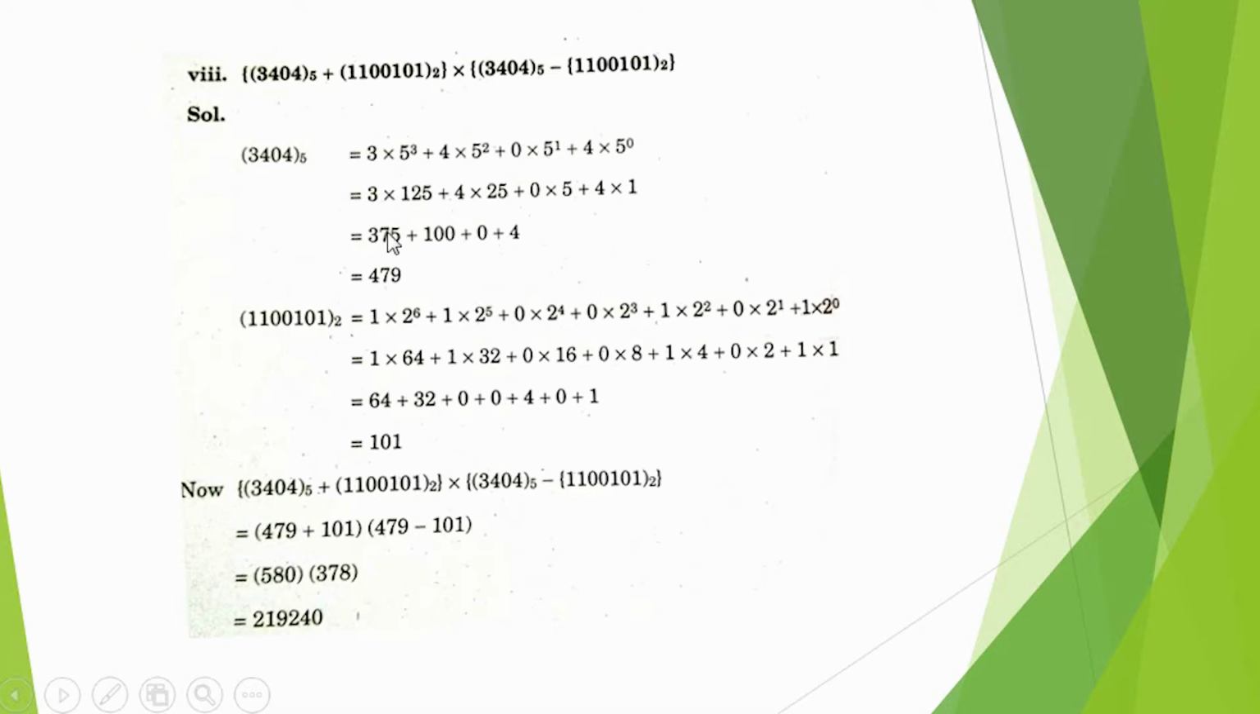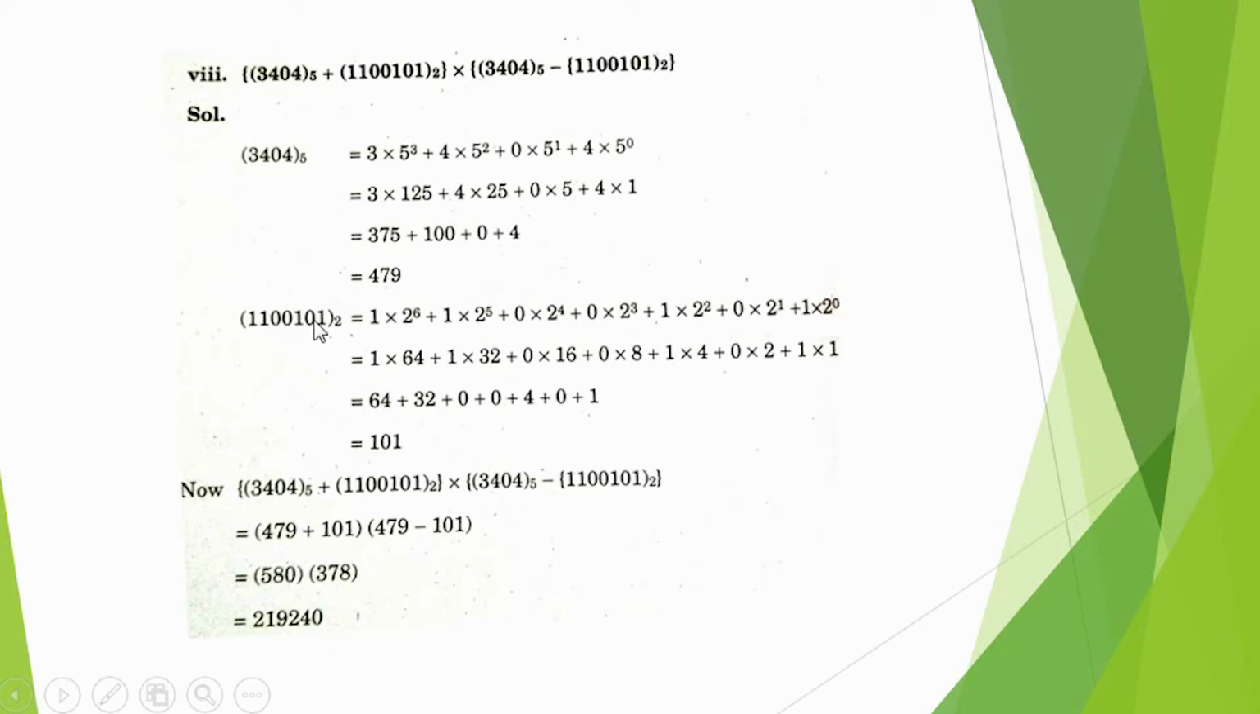3 multiply 5, 4 multiply 5, 0 multiply 5, and 4 multiply 5. Now we write their powers 0, 1, 2, and 3. Now we multiply these values: 125 with 3, 5 power 2, 25 with 4, 5 power 1, 5 multiply 0 is equal to 0, 4 power 1 is equal to 4. Now we add these values, 479.